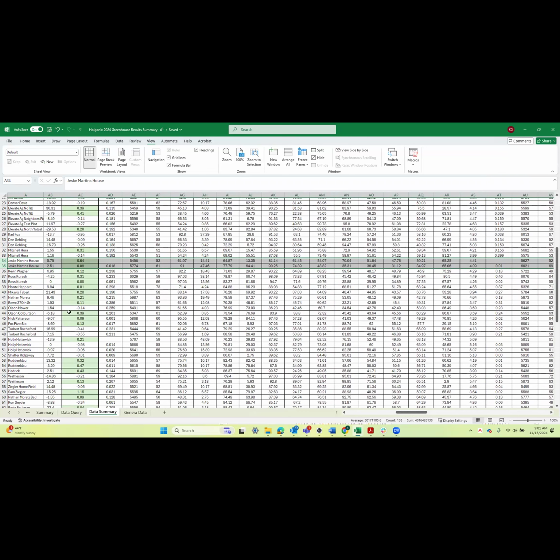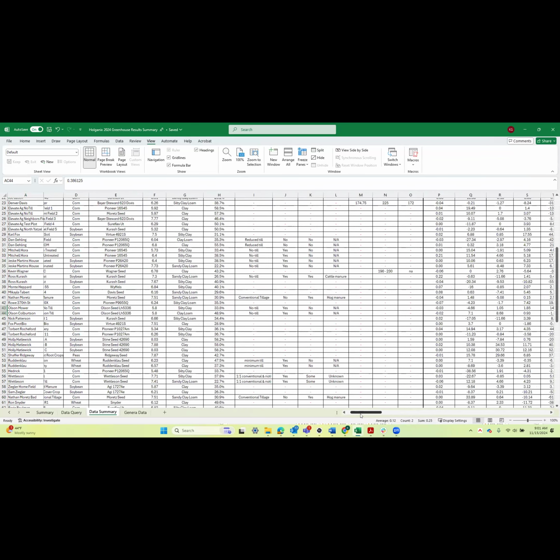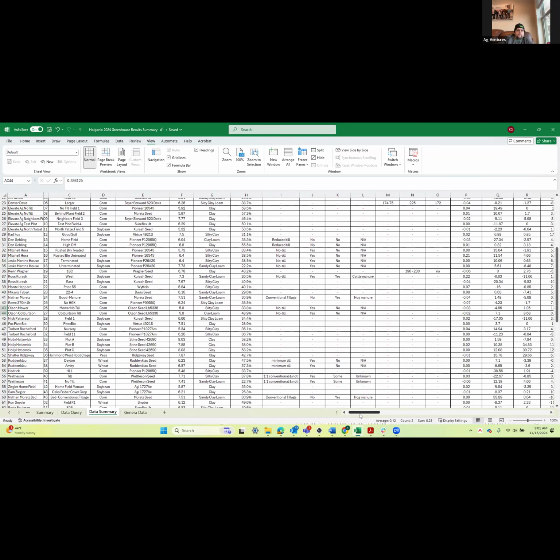Let's see. Oh, Olson. Sorry, it's been a while since I was out there. I'm trying to remember who all was part of the ambulance part of the trial. Olson was an interesting one because there was a no-till and a till field there.